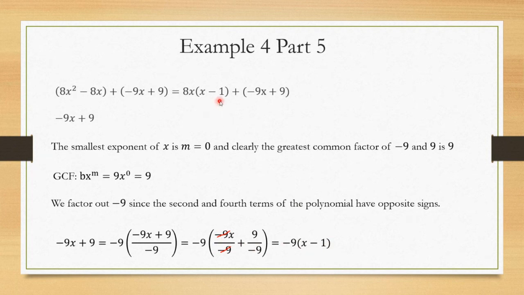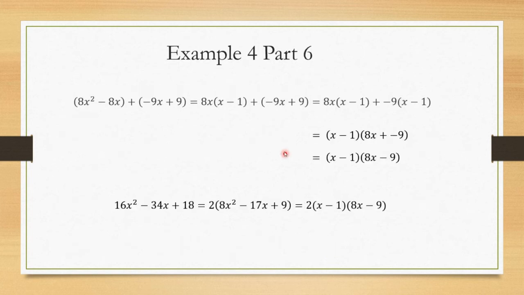Now, the first group, we have an x minus 1 here in parentheses. Same thing here. That's good. That's what we want. We want the same thing in parentheses. And now we factor that out. Once we do that, what's left over? Well, we have 8x left over, plus negative 9. The x minus 1 is in front.